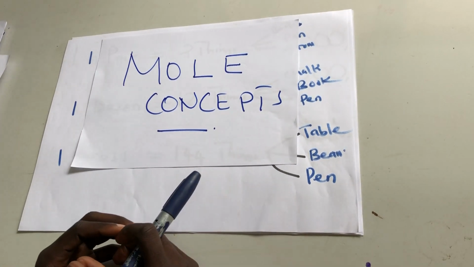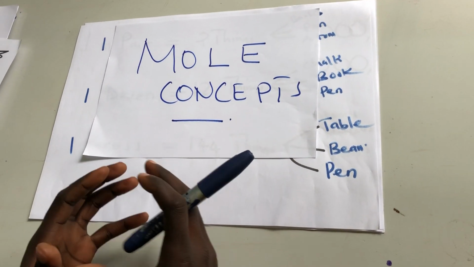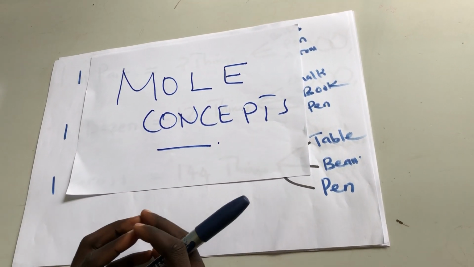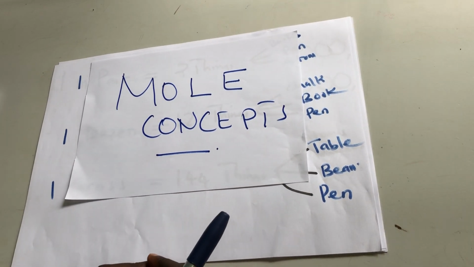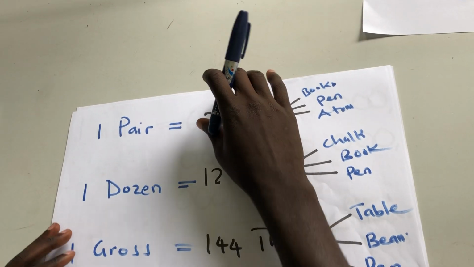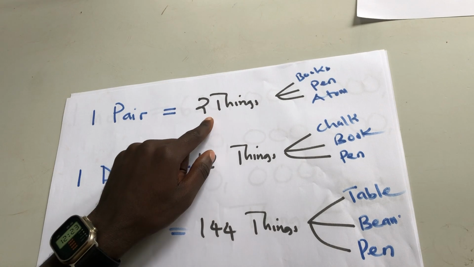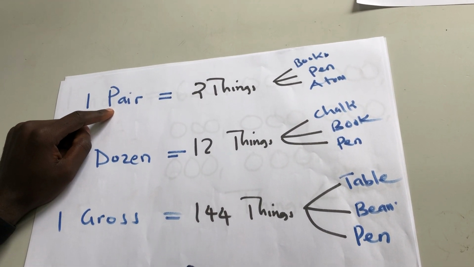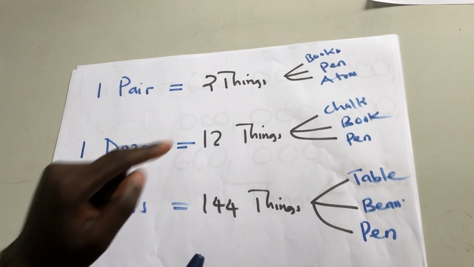So mole ni special name ambayo inatumika kuweza kuwakilisha idadi fulani ya vitu. So it is just a special name that used to represent certain number of things. Kwa mfano, ukisema neno pair, just one pair, you mean that two things. So pair is just a special name that used to represent certain number of things.